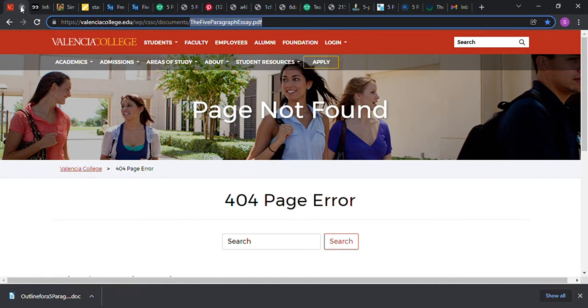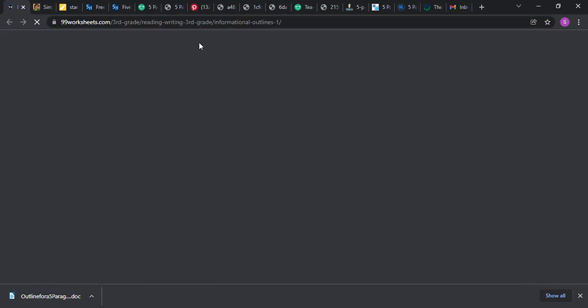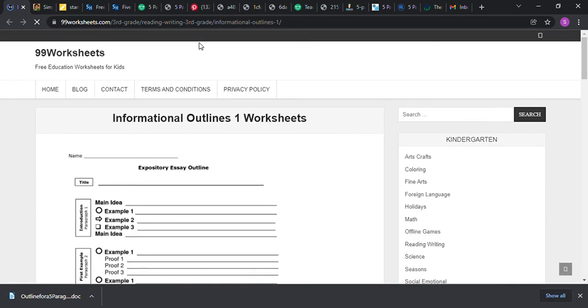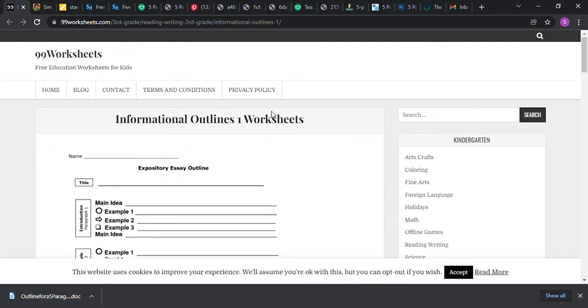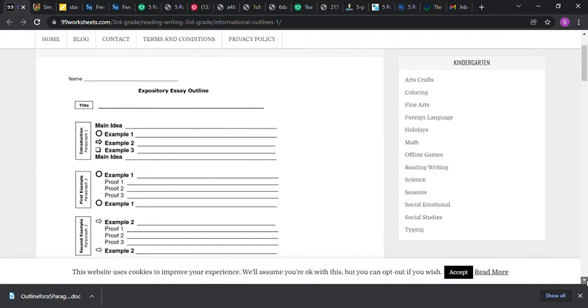And then this one is at 99worksheets.com. You can see that in the upper left-hand corner. You can Google 99 worksheets and information outlines. And this one is something that somebody else did, but you can see how they did this.